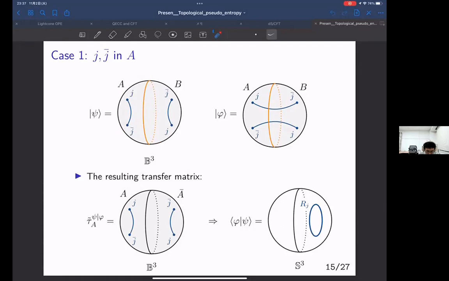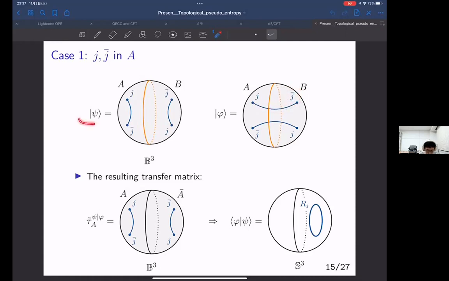We can connect these two excitations by using a Wilson loop. This Wilson loop is inside the ball, and they end on the surface of this ball. So I can connect these two by using a Wilson line. But there is another way to connect J and J bar. So this is another way: you can connect this fundamental representation to the anti-fundamental excitation in region B.